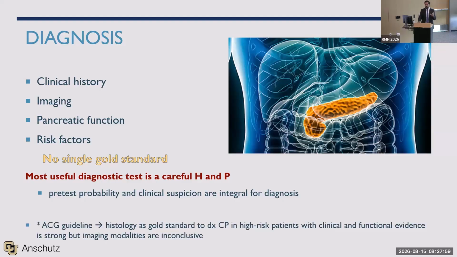Finally, the ACG guideline does talk about histology as the gold standard. So I just want to make you all aware of that. In patients that you may be suspecting, you can consider a biopsy. Obviously, this carries a lot of risk with acute pancreatitis. And so I think if you can make the decision clinically, it's better.